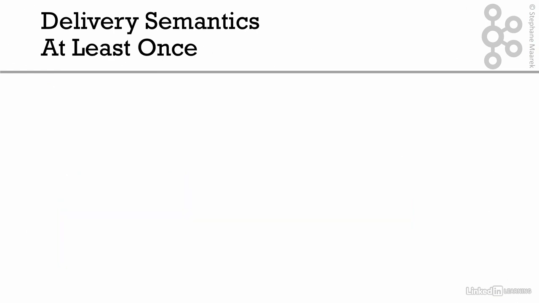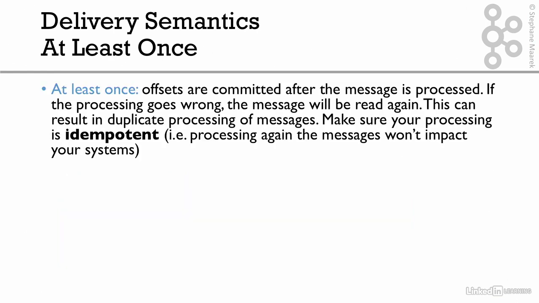Now, at-least-once is the default behavior, and we'll see how to control this. At-least-once is when offsets are committed after the message is processed. So if the processing goes wrong now, the messages will be read again. But this means that you can have duplicate processing of messages. So we have to make sure that our processing is idempotent. And by idempotent, I mean that processing the messages again won't impact our systems.